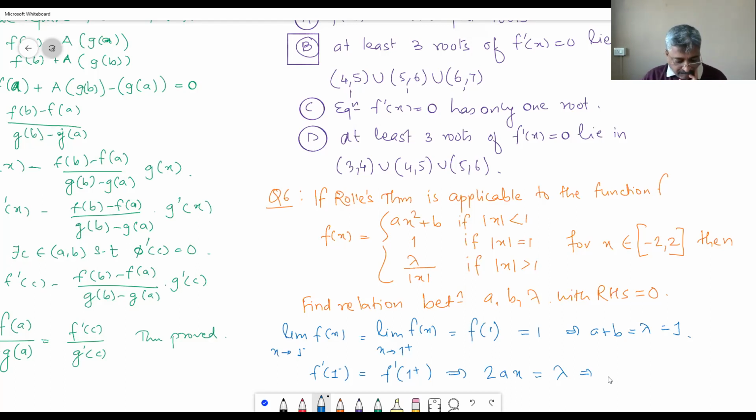Implies 2a is equal to lambda, which is 1, or with a minus, lambda is equal to 1. Derivative is 2ax when x is towards the negative side, therefore minus 2a is equal to 1, which implies a is equal to 1 upon 2 with a negative sign. And f dash of x at 1, now if you use this, you will get b is equal to 3 by 2. I hope it is clear.